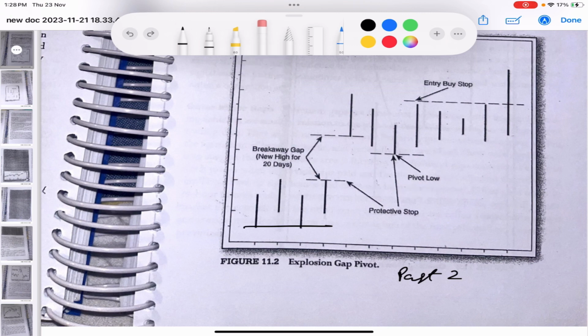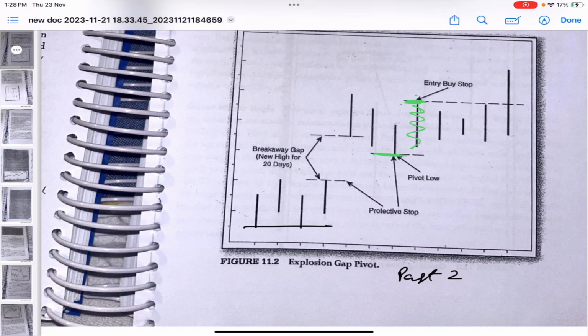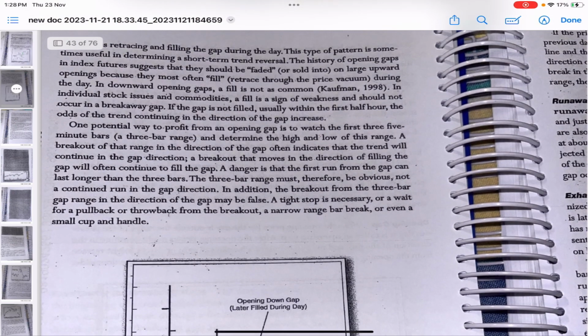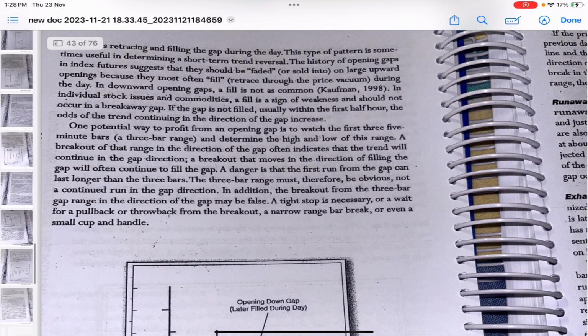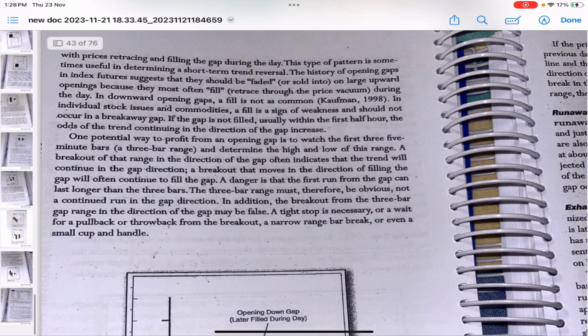So if this was a green candle, this one over here, then I would enter above the high, with the stop loss below this, and that's how one would enter. And this is known as an explosion gap. Hope you understood it. Not that difficult. If you're listening to what I'm saying, it won't be that difficult.